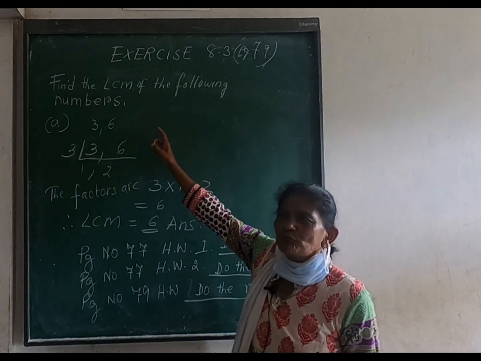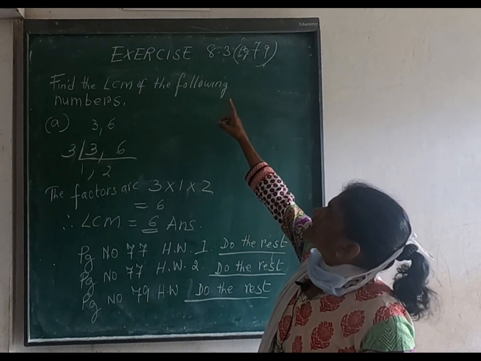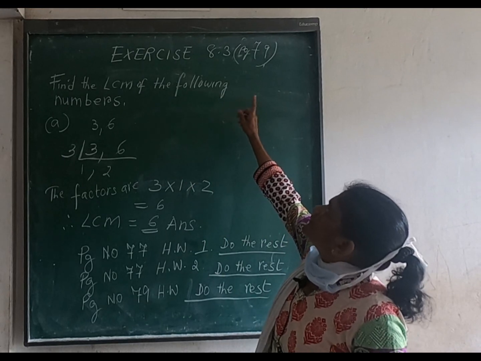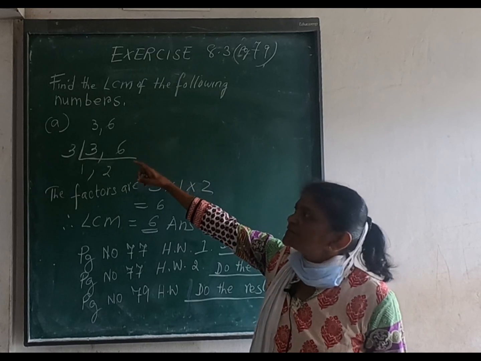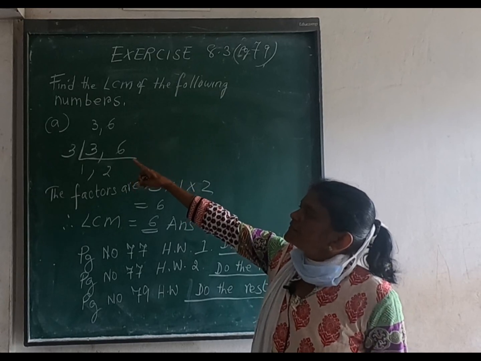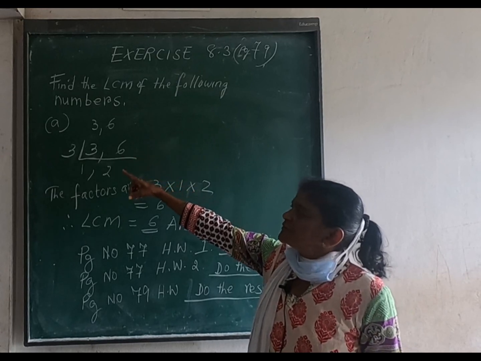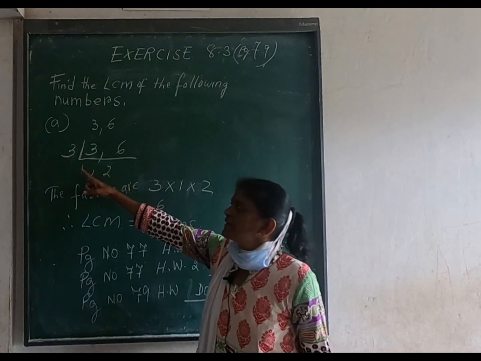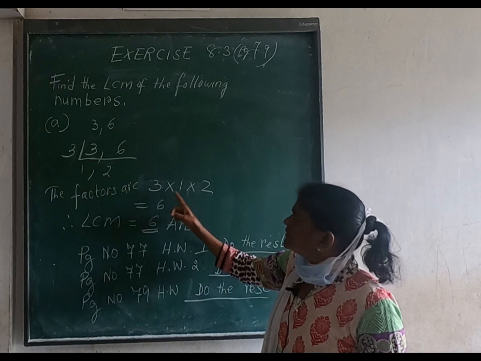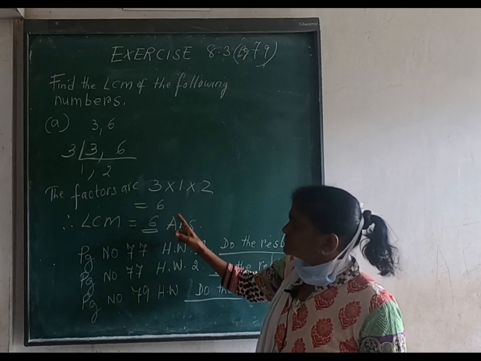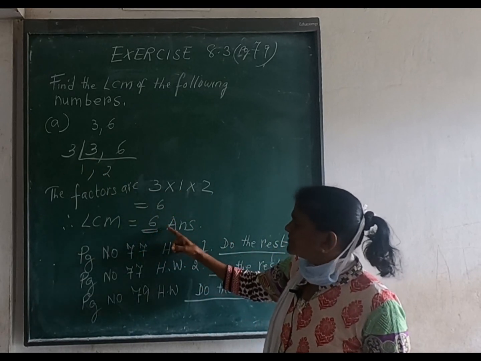So children, here I am going to show you how LCM you have to find out. Exercise number 8.3, page 79. Find the LCM of the following numbers: A, 3 and 6. So 3 and 6, I divided by 3. 3 ones are 3, 3 twos are 6. The factors are 3 into 1 into 2 equals 6. So therefore LCM is 6.